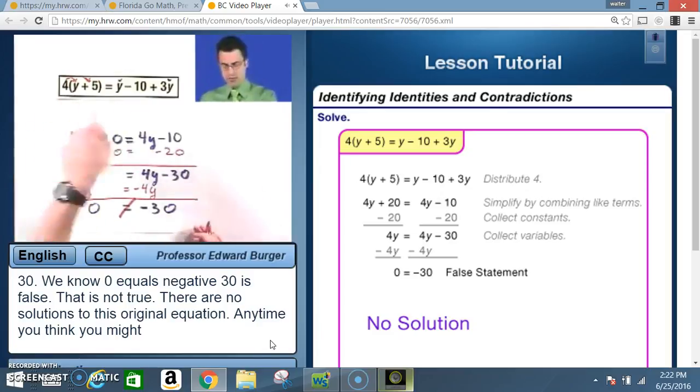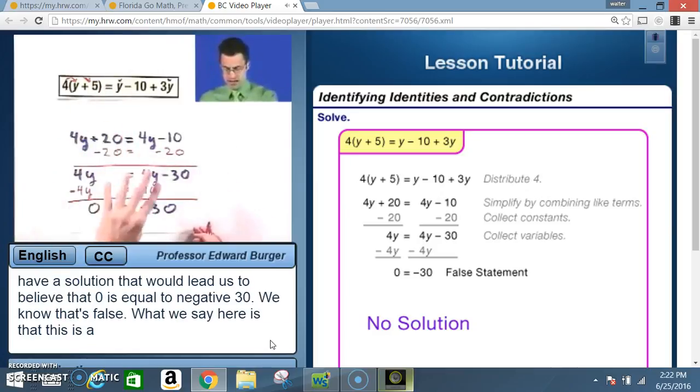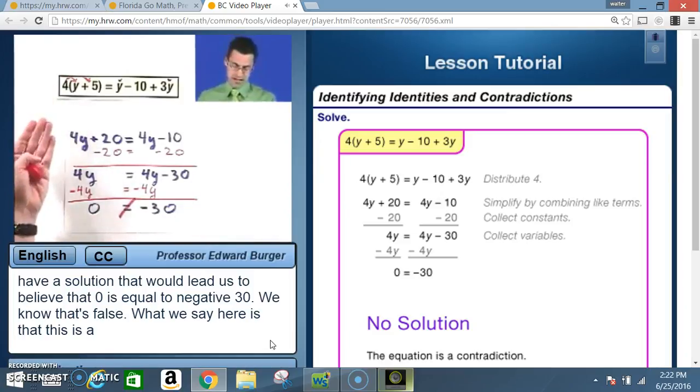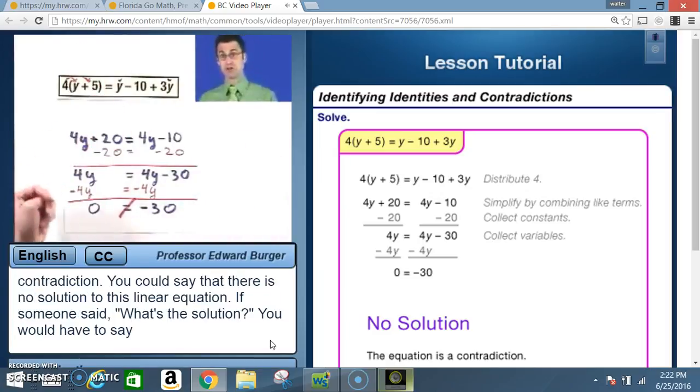Because anytime you think you might have a solution, that would lead us to believe that 0 is equal to negative 30, which we know is false. And so, in fact, what we say here is that this is a contradiction. Or you could say that there's no solution to this linear equation.